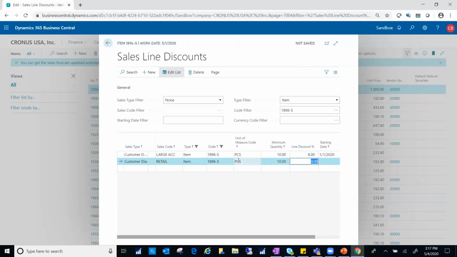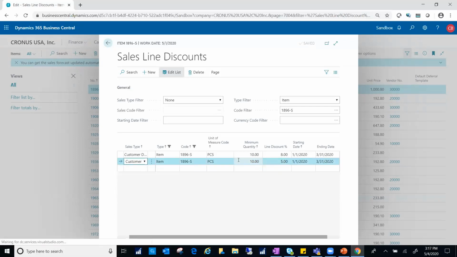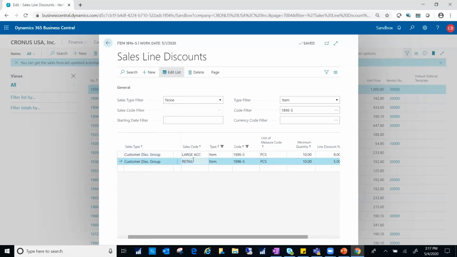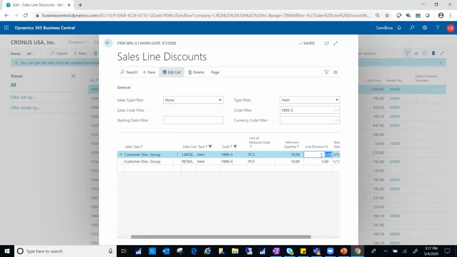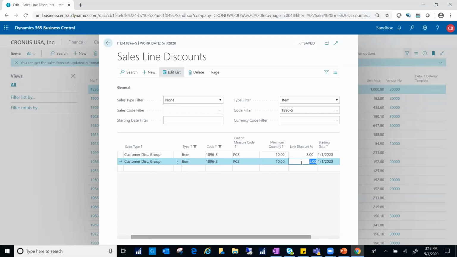maybe because they're retail and they're not a large company, they deal with quite a bit, we're going to give them a discount, but not as much. So we're going to give them a 5% discount. And we're going to do it the same time period. So this discount's only valid for the first quarter of 2020. So now I could see that based on whether my customer is a large account customer or retail, and that buys this item in 10 or more, they're going to get an 8% discount or a 5% discount.